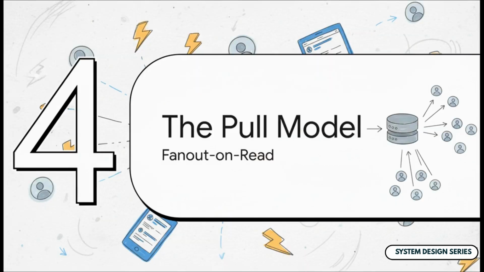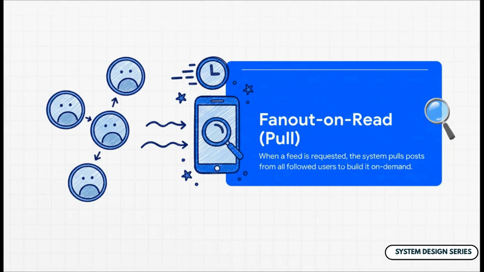Okay, so that massive problem brings us to the complete opposite approach, the pull model, or fan out on read. If the push model choked on writes, you can probably guess what this one is designed to fix. Let's go back to our analogies. This is like going to a library. The books are all just sitting there on their shelves.